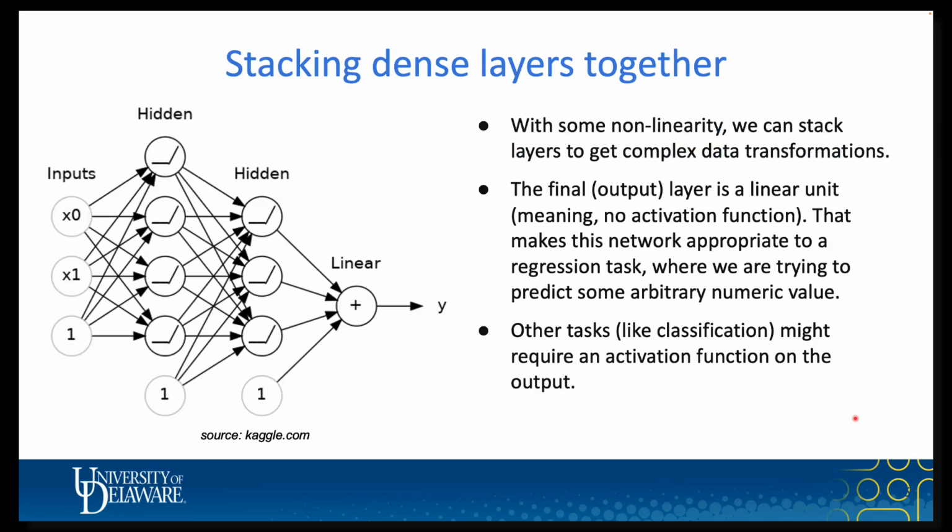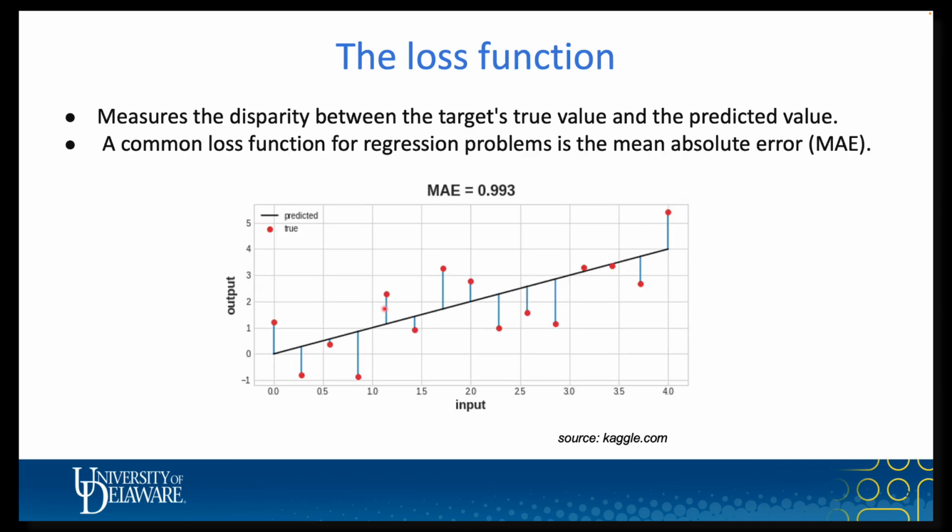By combining dense layers with nonlinear activations, we can create powerful transformations. The final layer is a linear unit, meaning no activation function, that makes this network appropriate for a regression task, for example, where we are trying to predict a numeric value. Another task like classification might require an activation function at the output as well. The loss function measures the model's error, and this is a hyperparameter that has to do with the training. One common loss function for regression problems is the mean absolute error.